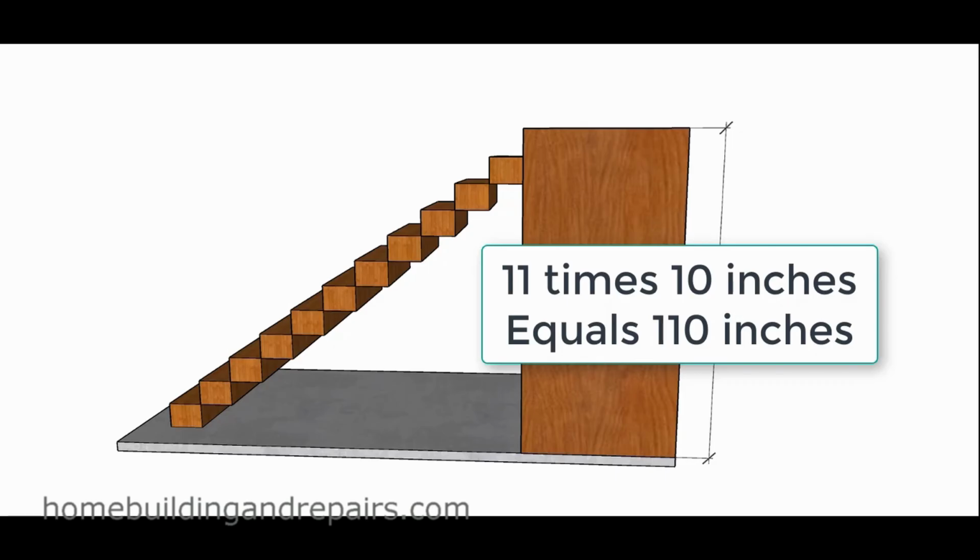The next step is even easier than figuring out the risers. All you need to do to figure out the length of the stairway, and this is not the length of the stair stringer, this would be the horizontal length of the stairway to where it will begin and end, is simply multiply the amount of treads, which in our example here is 11, by the depth of each individual stair tread. And if we multiply 11 by 10, we end up with 110 inches, and that's how long the base of our stairway will be.